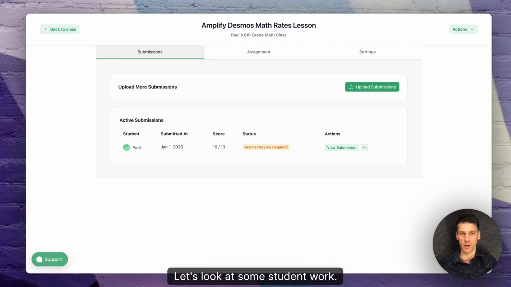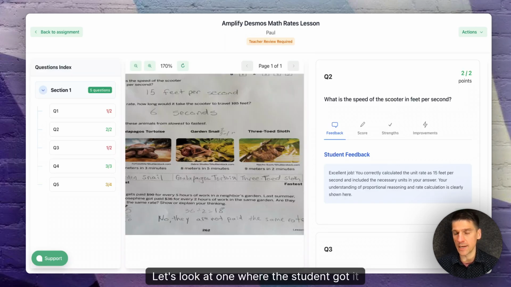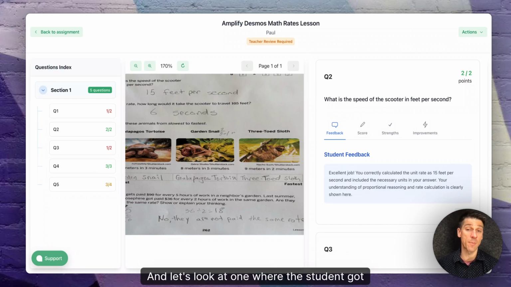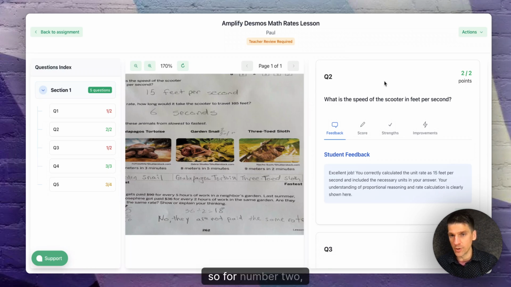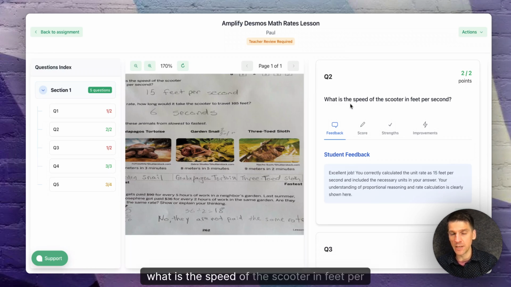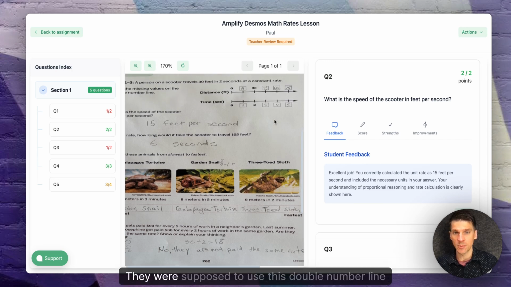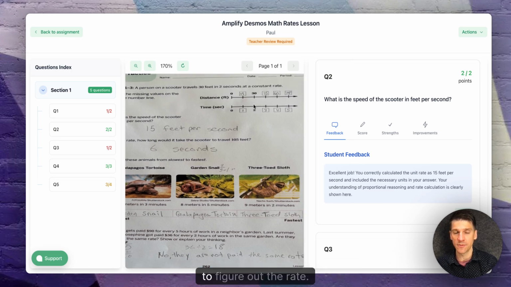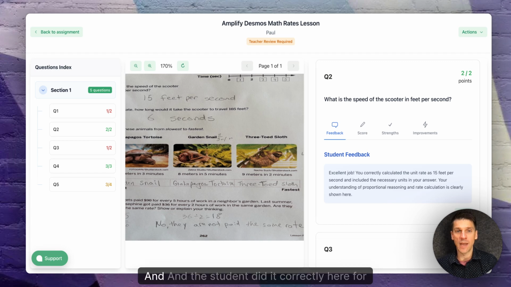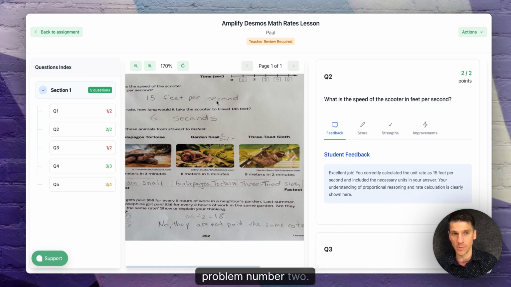All right, here's the good stuff. Let's look at some student work. This student gets a lot right, but not everything. Let's look at one where the student got it correct, and let's look at one where the student got partial credit. Okay, so for number 2, what is the speed of the scooter in feet per second? They were supposed to use this double number line to figure out the rate. If 30 feet is traveled every 2 seconds, then that means 15 feet every 1 second. We had to figure out the unit rate, and the student did it correctly here for problem number 2.